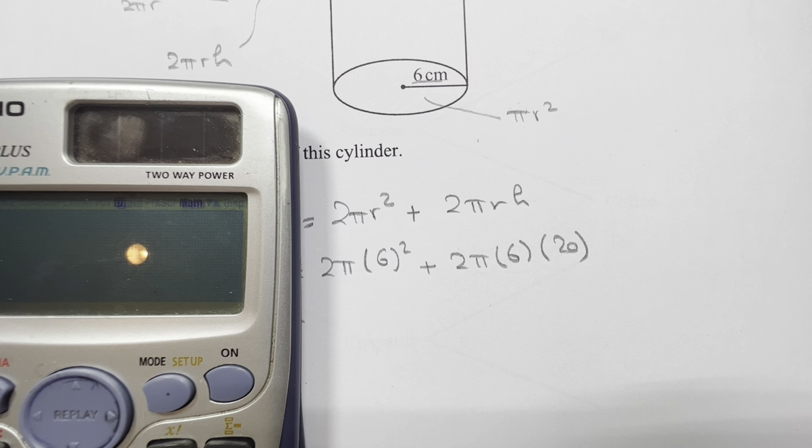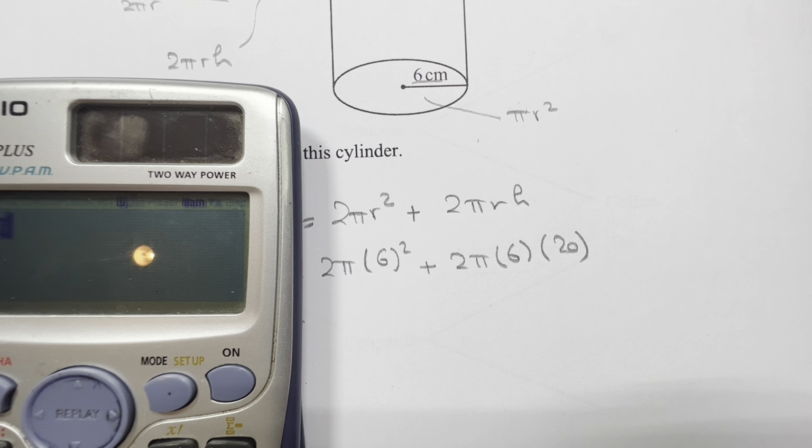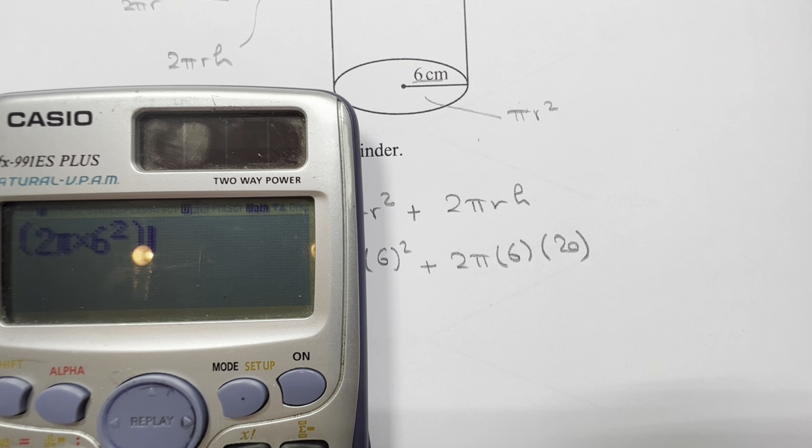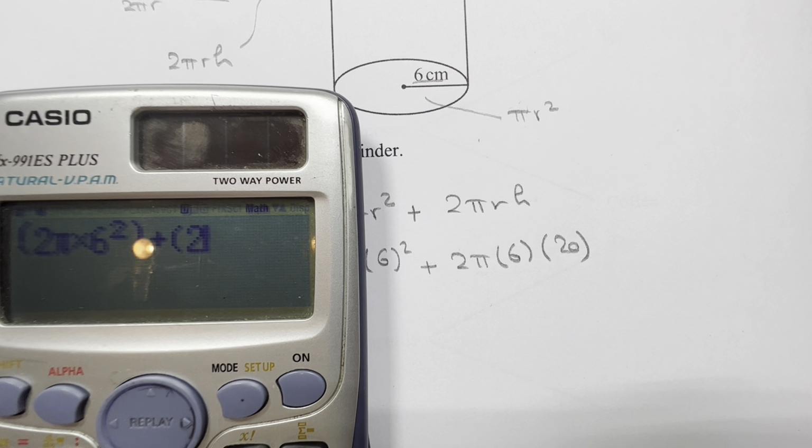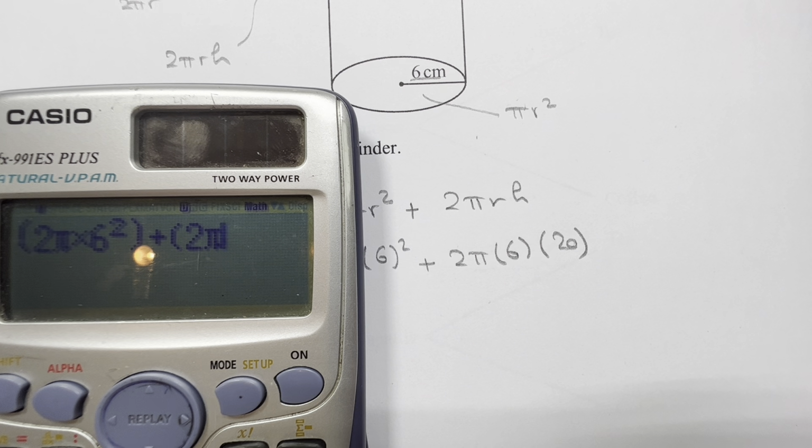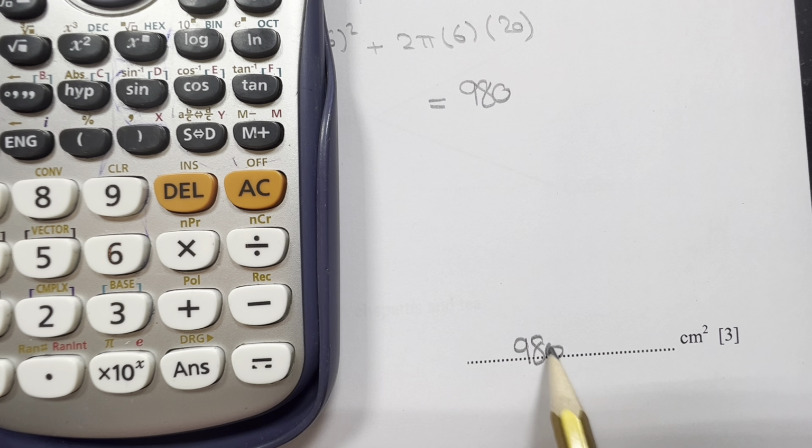Here we are going to write: open a bracket, 2 pi, then multiply by 6 squared, then close the bracket. Then plus, open another bracket, 2 multiplied by pi, multiply by 6, multiply by 20, then close the bracket, and this will be the answer. If the answer comes out like this, you can press the SD button to find it as a decimal. So the answer will be 980. I'm going to write here 980 centimeters squared.